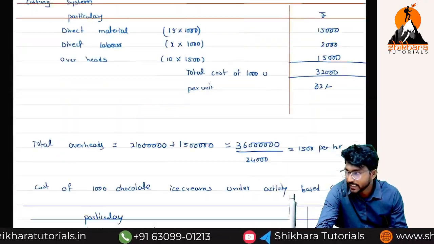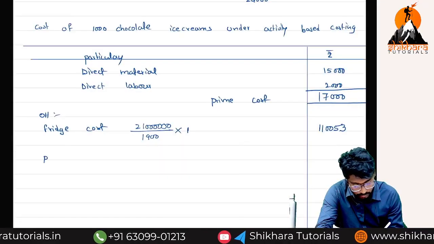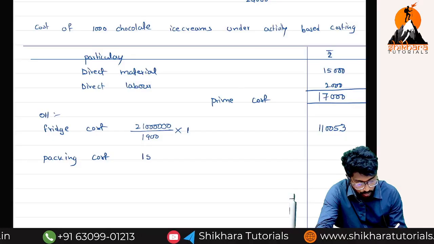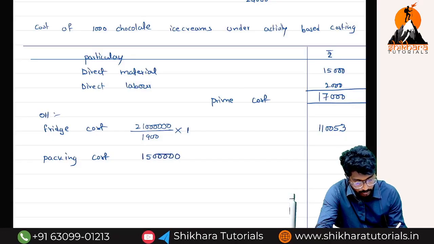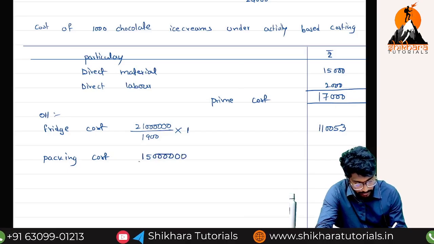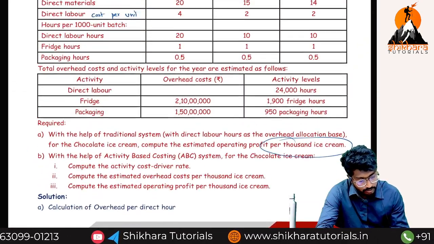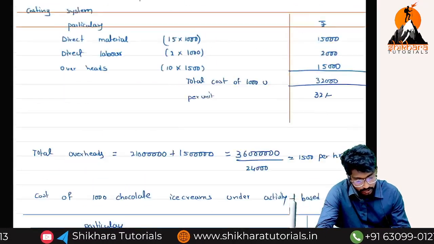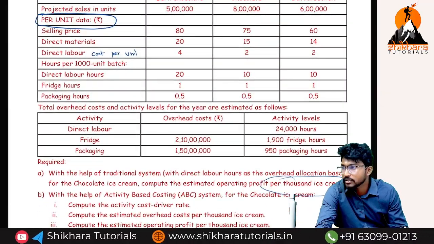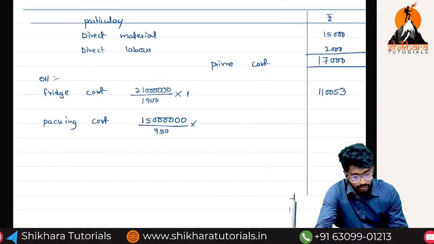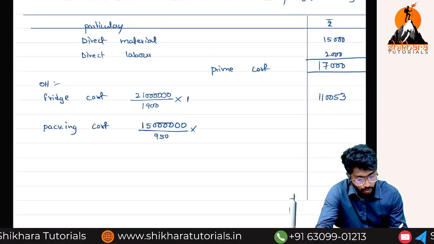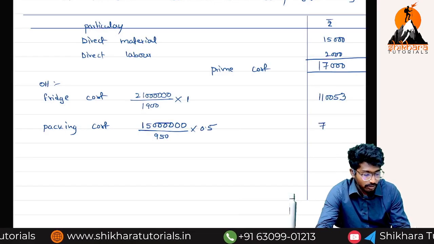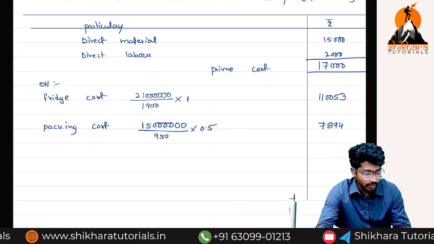Next, what is the next cost? We have packing. Packing cost 1 crore 50 lakhs divided by how many hours? Packing hours 950. Packing hours per 1000 units is 0.5 an hour, so into 0.5. 7,894.7. Take it as 7,895.